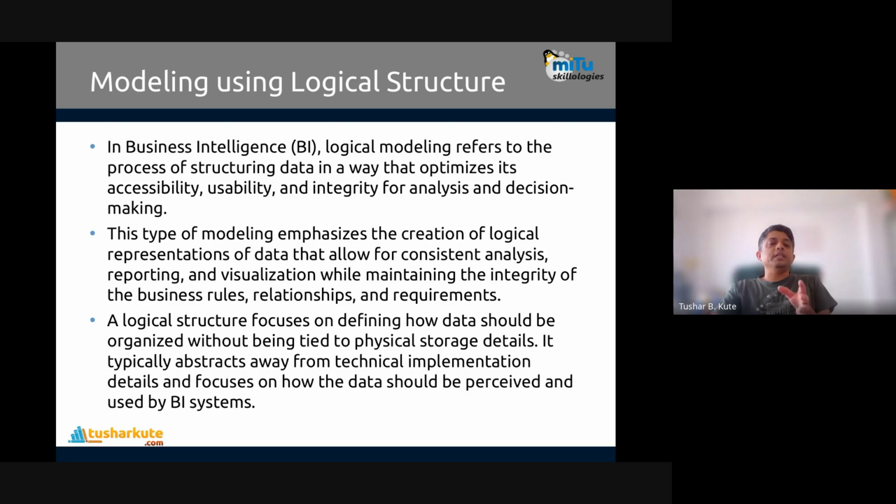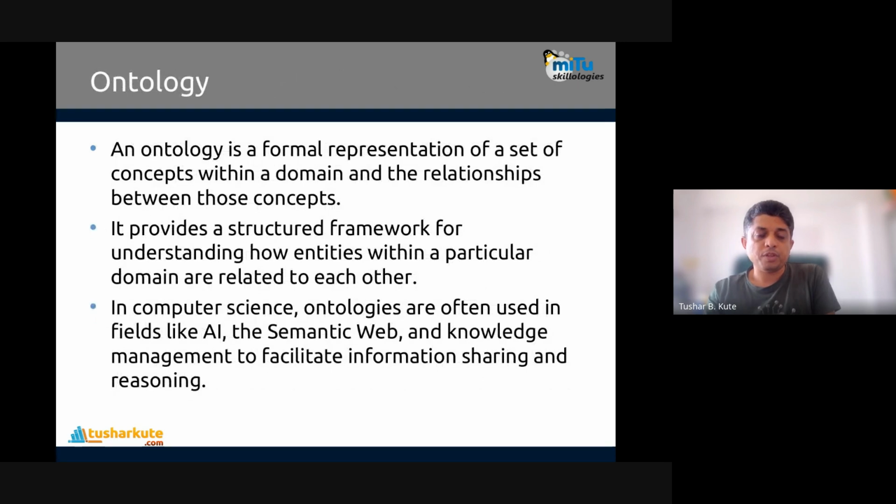This type of modeling emphasizes the creation of a logical representation of data, allowing consistent analysis, reporting, and visualization. The logical structure focuses on defining how data should be organized without being tied to physical storage details. Logical, not physical storage. Logically, we organize it in different ways. It typically abstracts away from technical implementation details and focuses on how data should be perceived and used by BI systems. That is the logical structure.